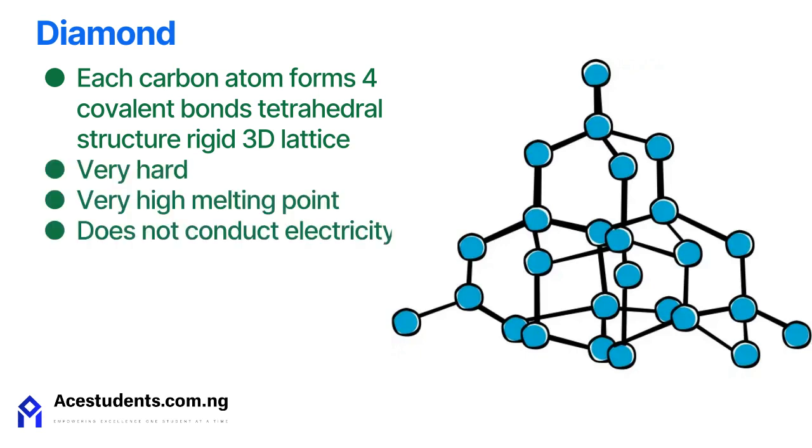Diamond is the hardest natural substance. It has a very high melting point because a lot of energy is needed to break the covalent bonds. It does not conduct electricity because it has no free electrons. Students, if you are asked in exam to explain why diamond is hard, always mention the 4 strong covalent bonds per carbon atom.